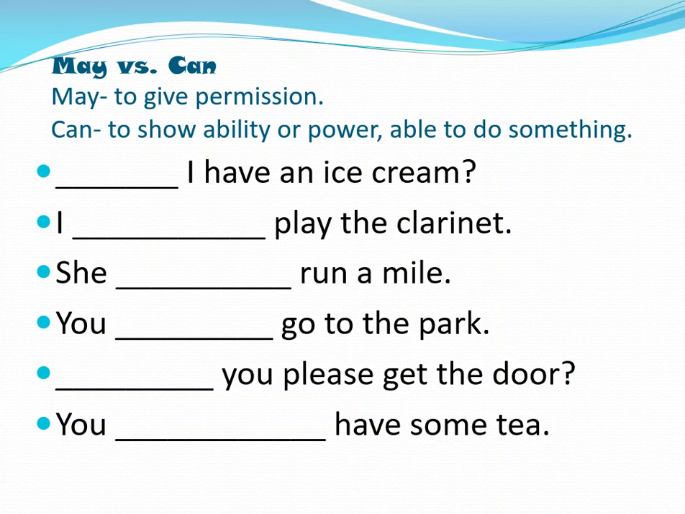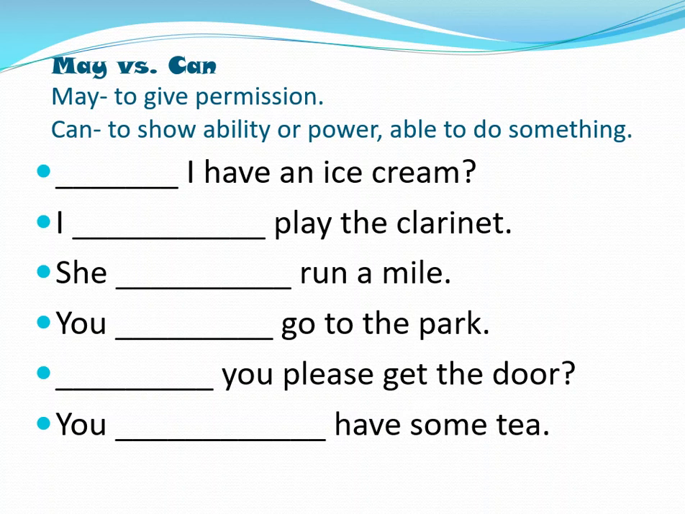The next one is, I blank play the clarinet. I may play the clarinet or I can play the clarinet. So think about, is this person asking for permission to play the clarinet, or are they telling you about their ability to play the clarinet? The next one is, she can run a mile or she may run a mile. Is this person asking you permission to run a mile, or are they telling you about their ability to run a mile? Think about that before you put the word there.